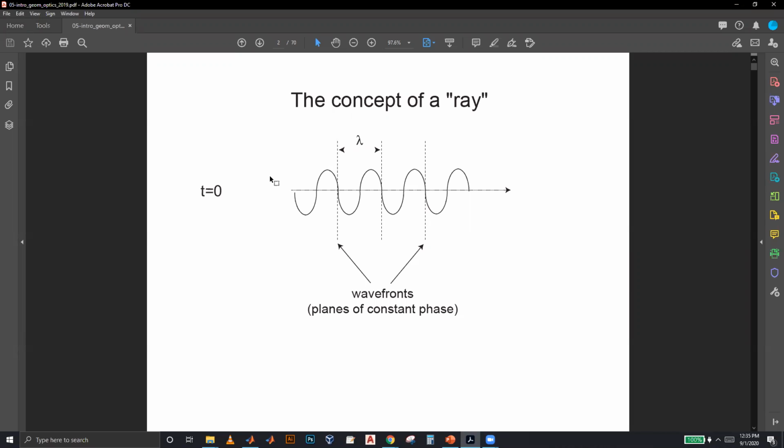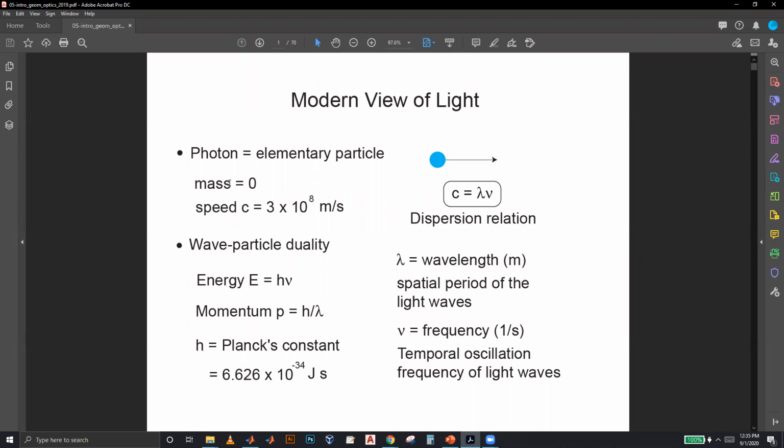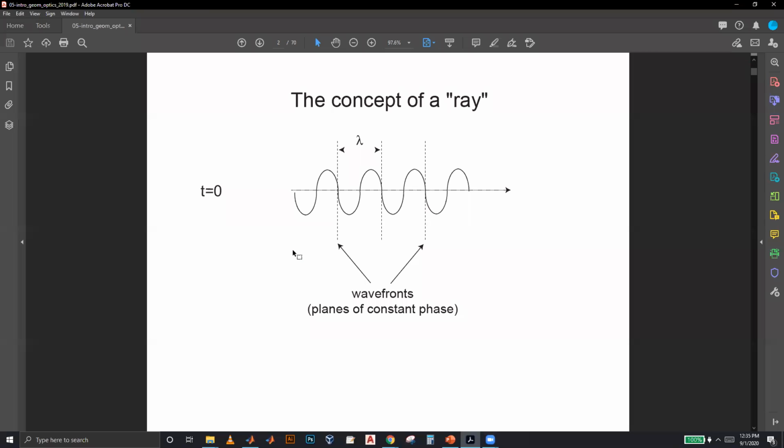So light, as we discussed in the first slide, can be thought of as a wave. And geometric optics, what it does is it approximates the wave nature of light in the form of a ray.